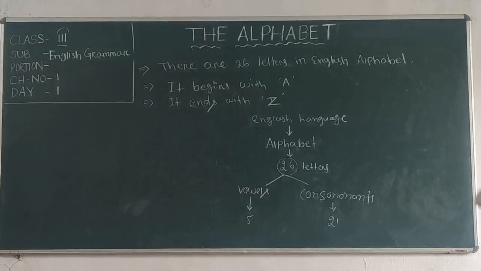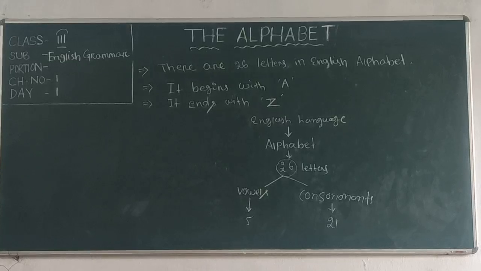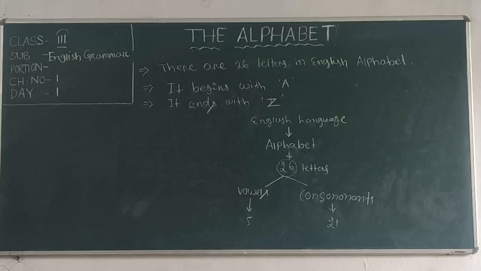So students, in this class we have covered language and the English alphabet, how many letters are there in the English alphabet, and how many vowels and how many consonants. And in our next class we'll discuss clearly about vowels and consonants.